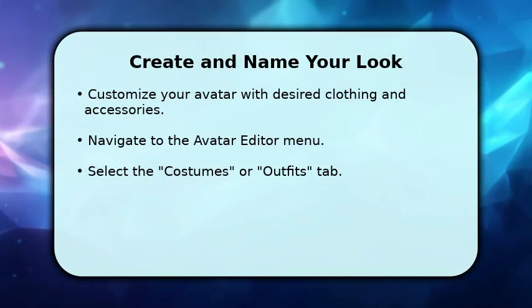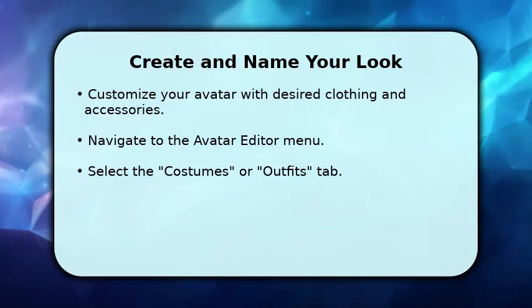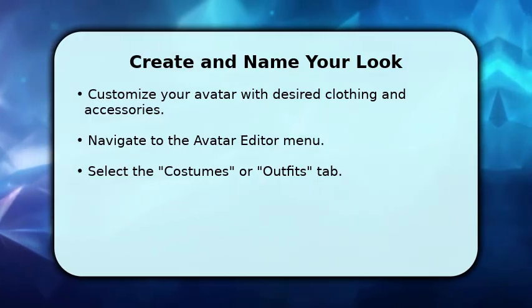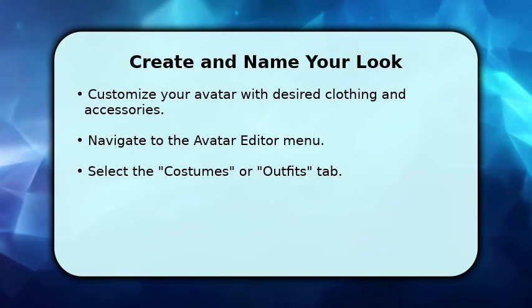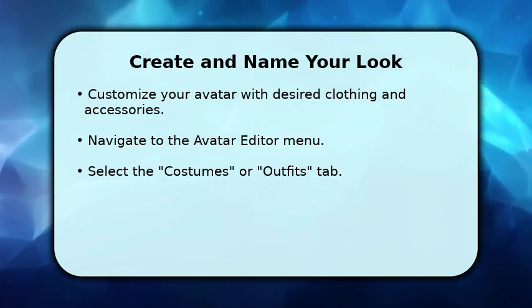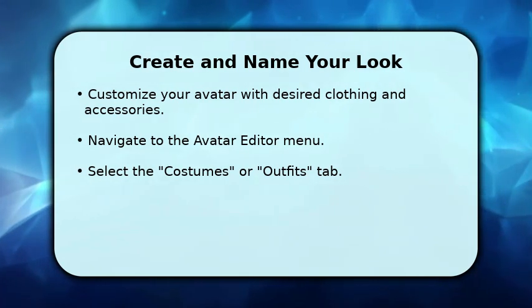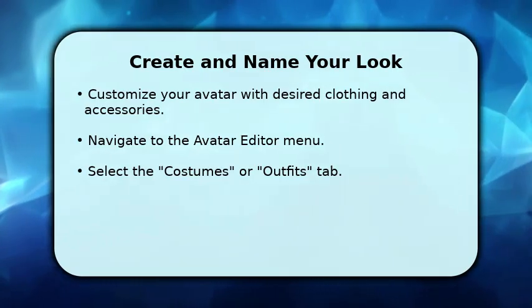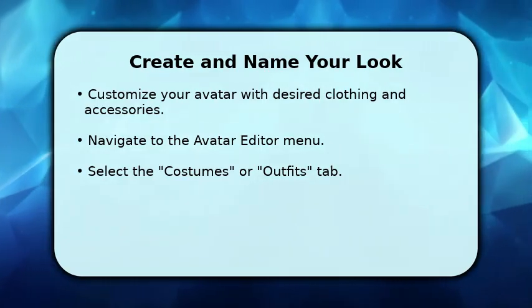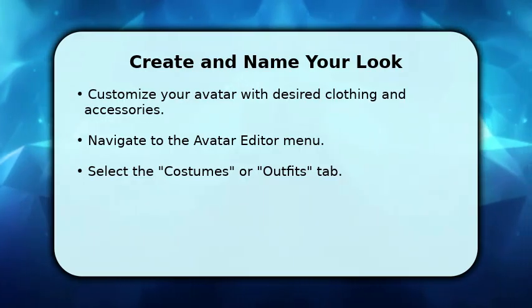First, personalize your avatar with all the clothing, accessories, and body parts you want to include in your outfit. Once your avatar looks perfect, go to the Avatar Editor. Find the Costumes or Outfits section, then click the Create New button. You will then be prompted to give your new outfit a memorable name.